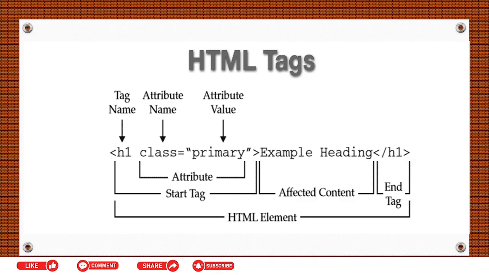H1 is the starting tag and slash H1 is the ending tag. The class equals primary itself is an attribute which has the class name and the attribute value. The class is the name and the value is primary, which is assigned to the class. And this is all contained in the name tag between the two brackets.